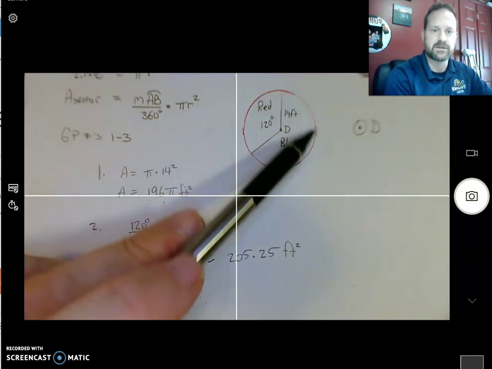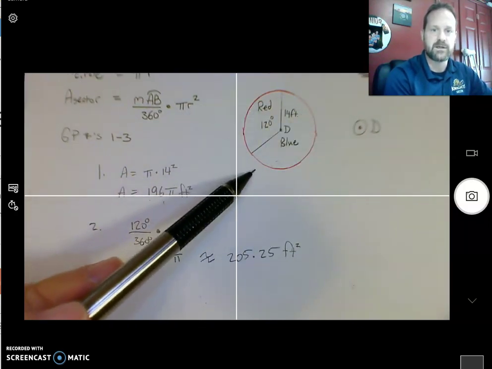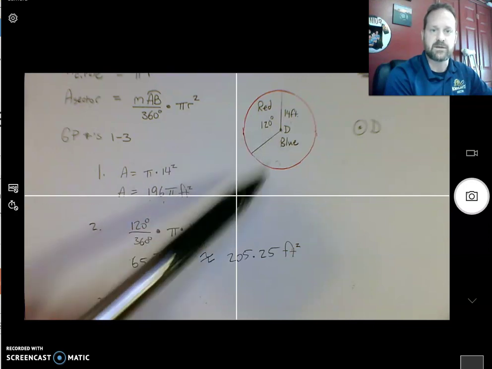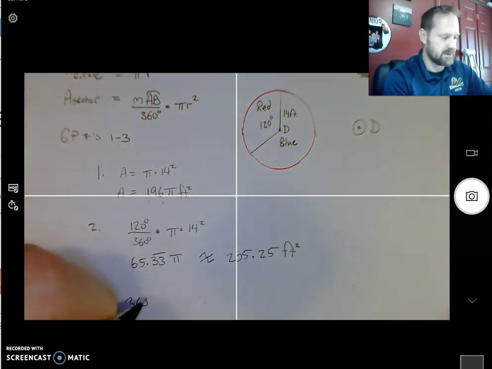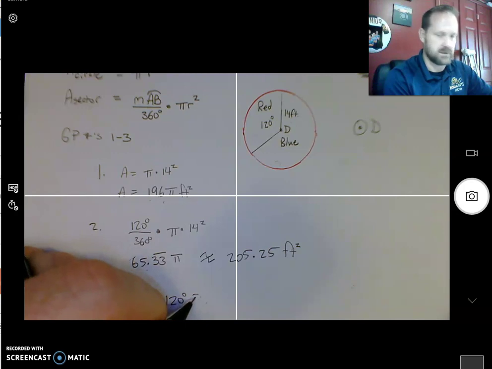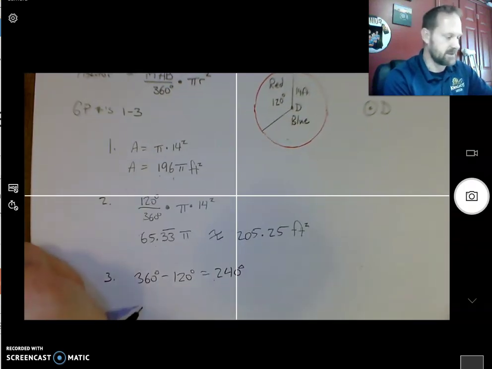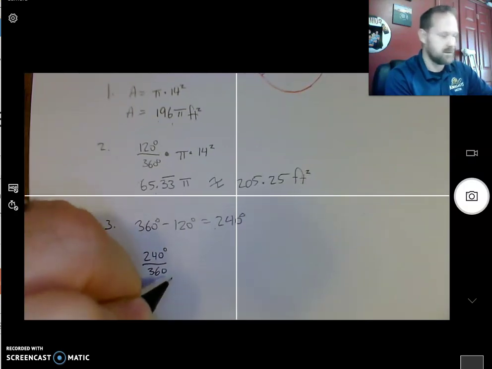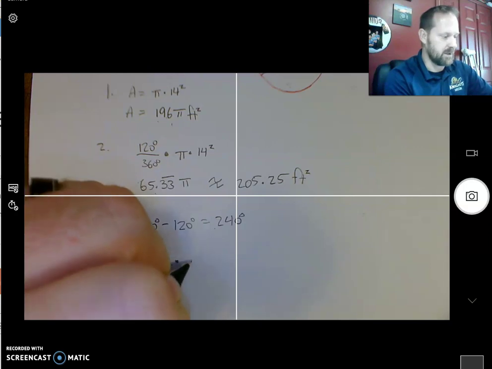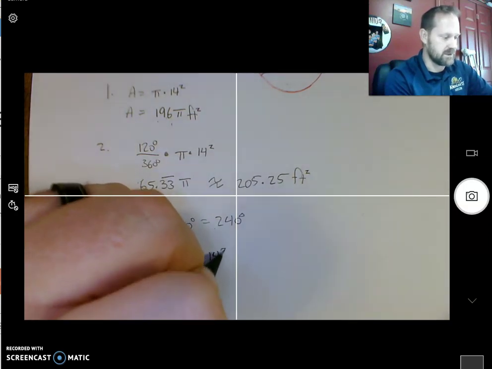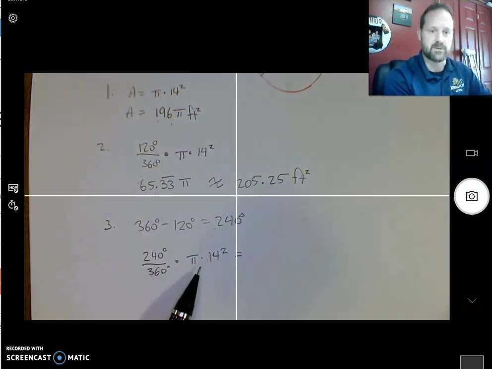Well, if we know that this is 360 degrees, then 360 degrees minus 120 degrees is going to be 240 degrees. So the area of that sector is going to be just 240 degrees divided by 360 multiplied by pi times 14 squared, same thing, because it's multiplied by the area of the circle.